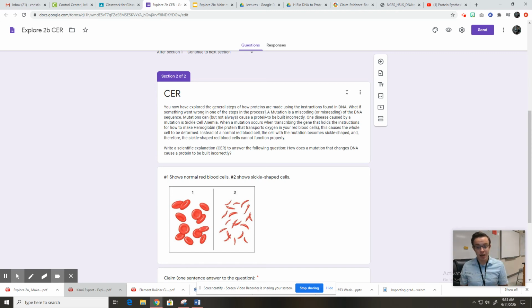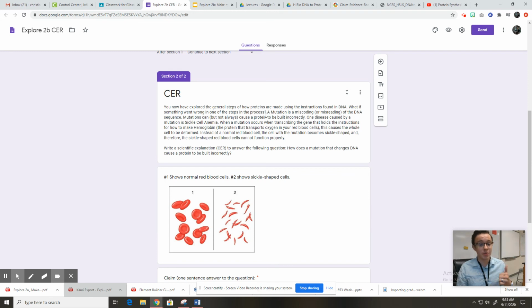This occurs when the gene that has the instructions to make hemoglobin, which is the protein in your red blood cells that carries the oxygen, has something go wrong when that gene is being copied. So that causes hemoglobin to be built incorrectly. Think about it: if the sibling had written down the instructions for how to make the sandwich wrong, they would not have gotten the correct sandwich. Same thing here with hemoglobin.